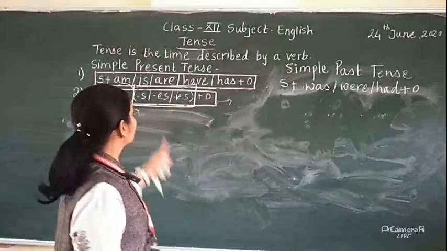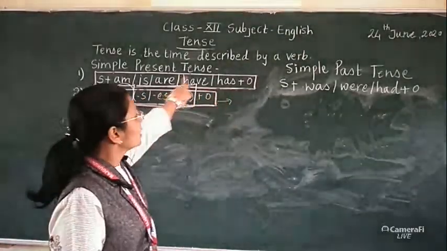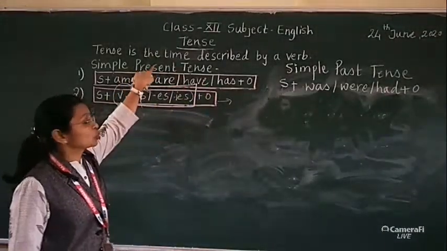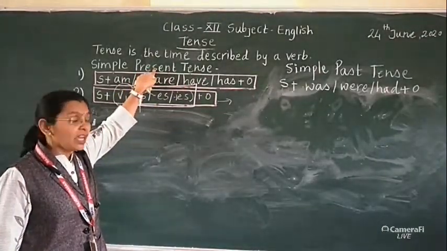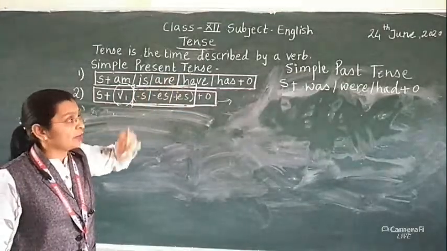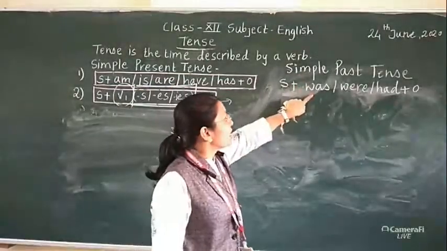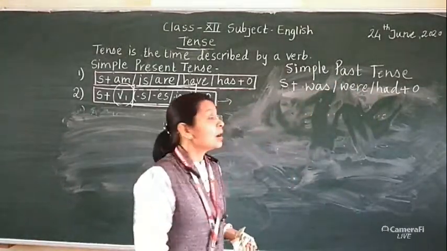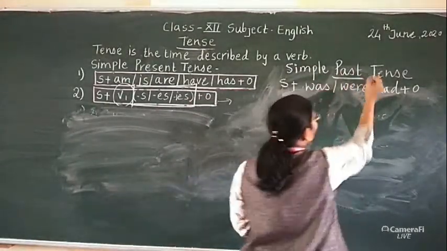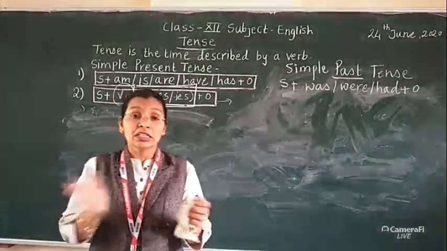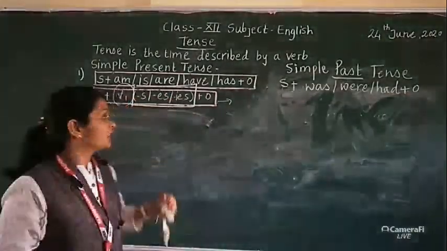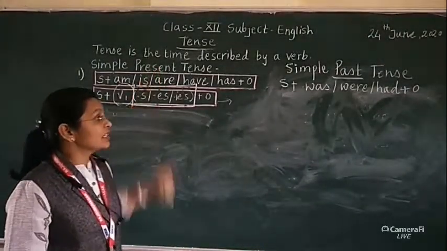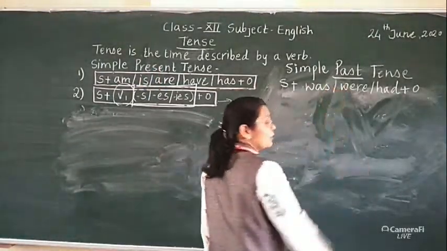Okay, pay attention here. The difference between simple present and simple past. Here am, is, are, have, has show the present tense, and these are the to be and to have verbs. In the simple past tense, what does it show? Was, were and had, and it shows the past tense. We cannot interchange these verbs. Why? Because this shows only present tense and this shows the past tense.